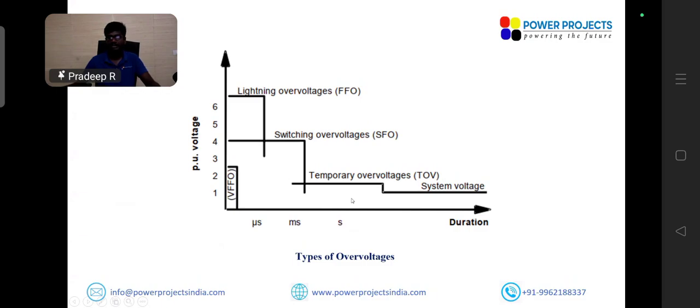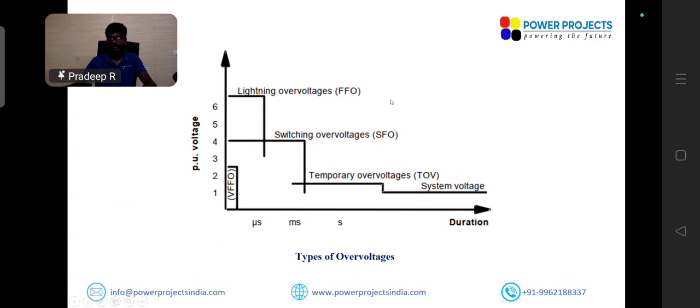Then switching overvoltages: see here, the duration is in the range of seconds for TOV, then SFO will be in the range of milliseconds. As the time decreases, during switching events the frequency gets higher. So for this, during switching events, we should make some changes in our SL. I will explain.